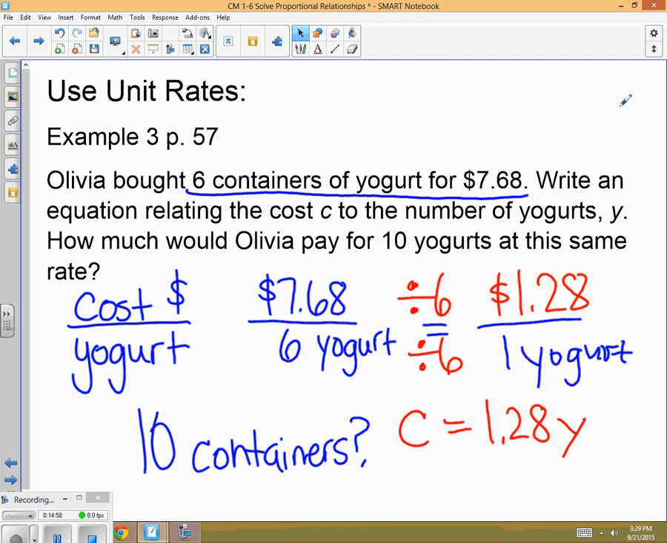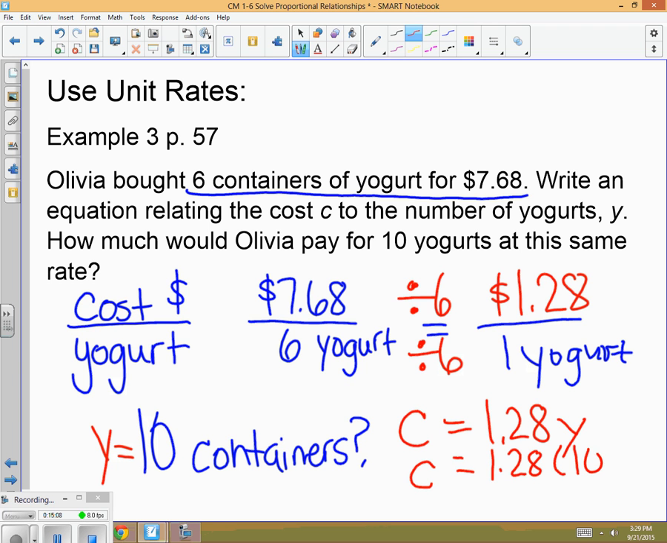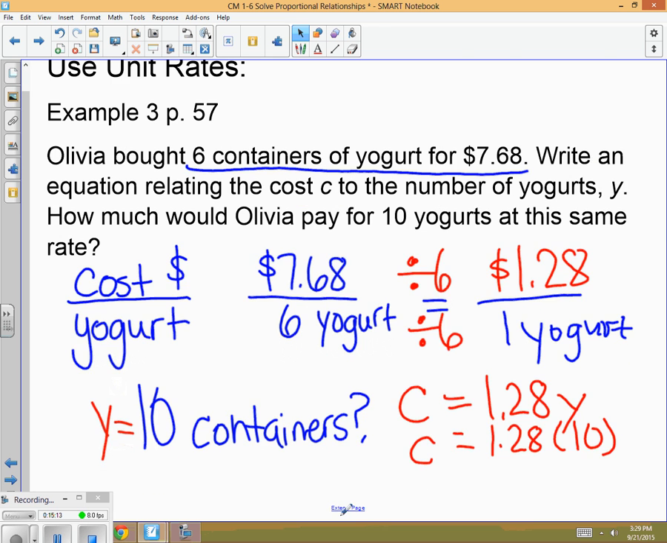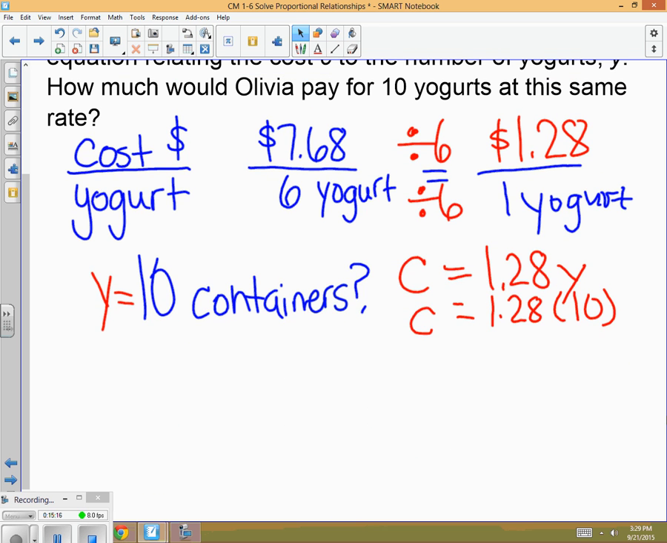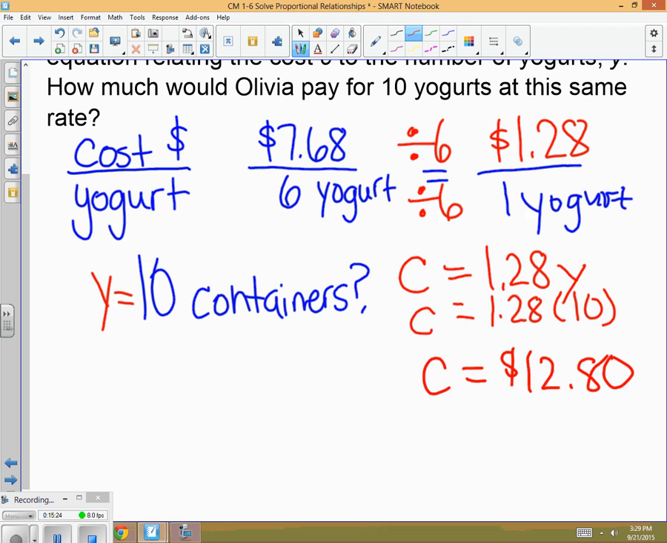Now, the number of yogurts we have is 10. So Y is 10 containers. So the cost is $1.28 times 10. You may not even need a calculator to work this out. $1.28 times 10 is a cost of $12.80. You can just move the decimal one place to the right to show the change in place value. So therefore, the cost of 10 containers of yogurt is $12.80.